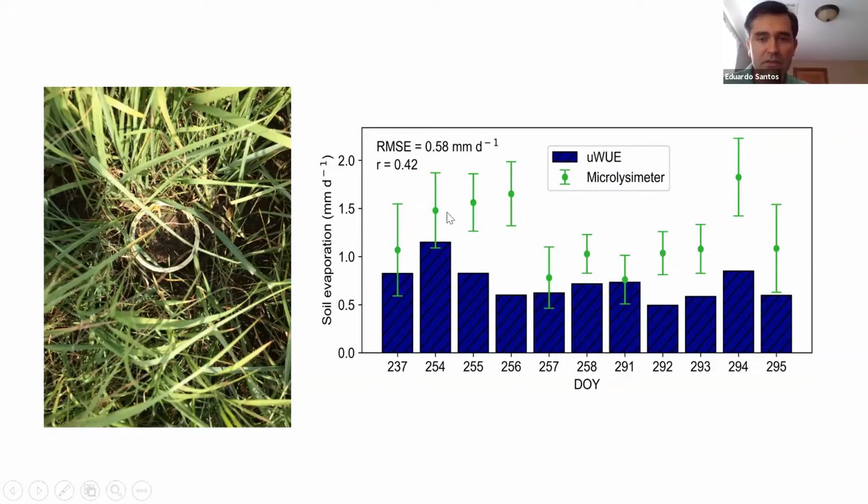Here you see the microlysimeter, and there is a lot of variability in these microlysimeters, and this is the partitioning method. Sometimes they come close together, but sometimes they don't. The microlysimeter is usually measuring higher values than the partitioning method. We don't quite know what's going on yet. We suspect it could be variability in the site, because you measure a very small area with the microlysimeter, and the tower is covering a very large area.